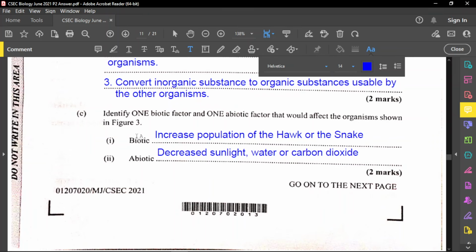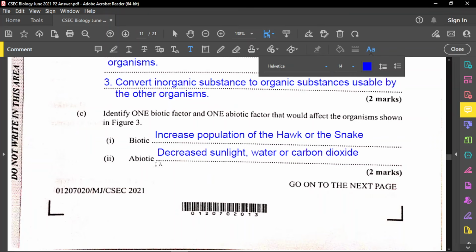And so a biotic factor here could be an increase in population of the auk or snake. All right. And so if the population of the auk or snake increases, then the other 2 organisms, which are the herbivores, will decrease. And if they decrease, then the population of the producers will increase. All right.